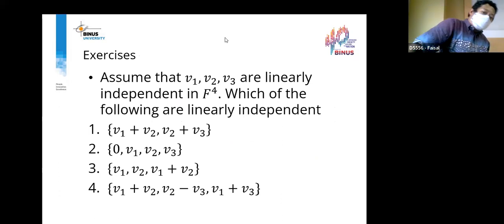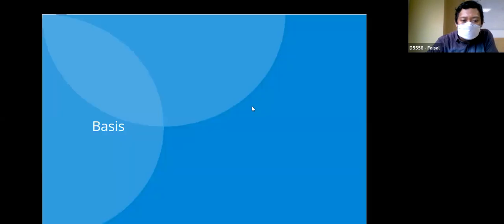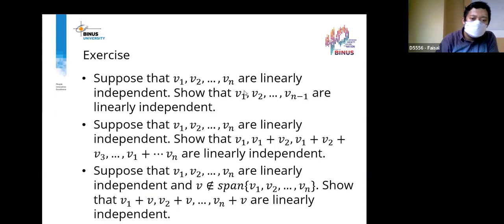Okay, for exercises, you can check whether (1, 2) and (3, 4) are linearly independent or linearly dependent. Any questions up to this point? Any questions? No?